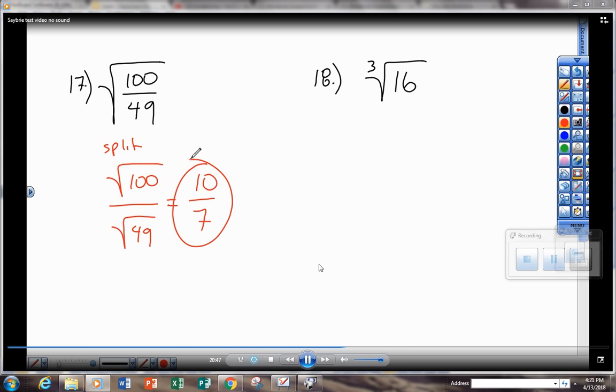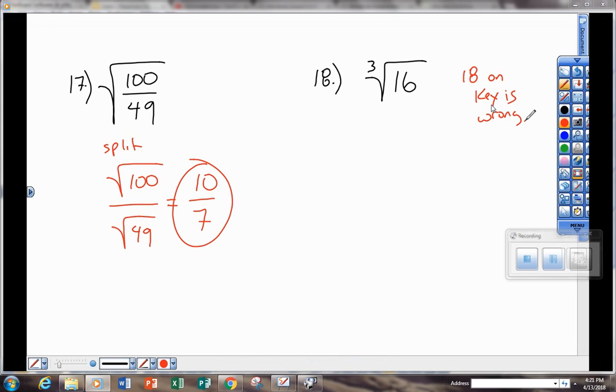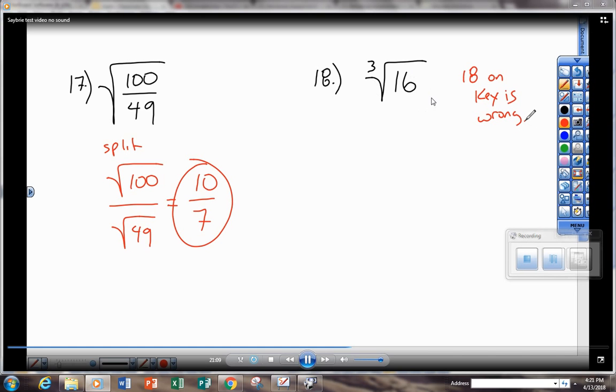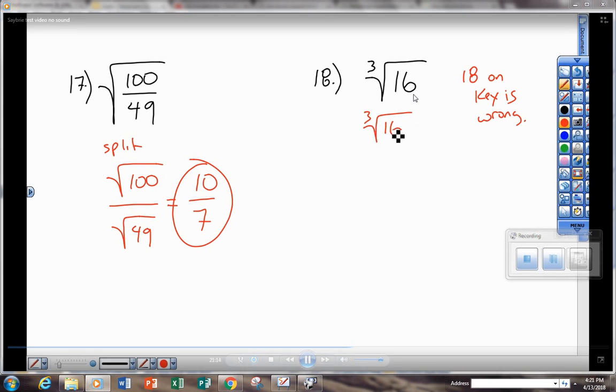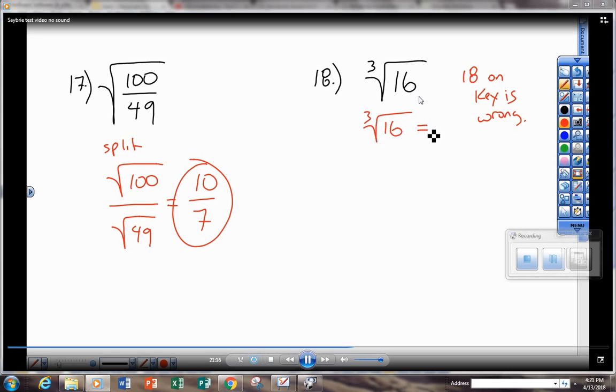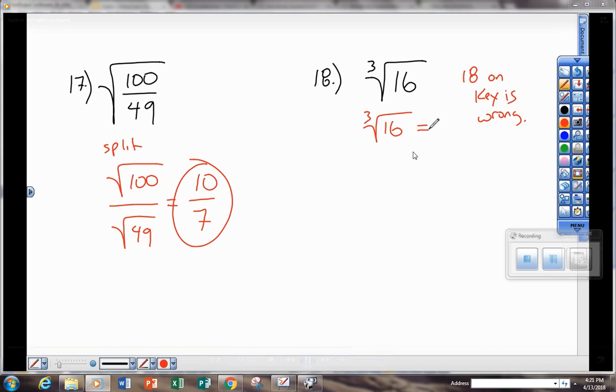Alright, this cubic root is a little bit more difficult. There's no number times itself 3 times that gives you 18, but there is a number in 16 that has a cubic root. The answer on the key has x's in it. I'm not sure why the key has x's in the answer because the problem itself has no x's, so you might want to talk to him on Monday maybe. But the cubic root of 16 is what number times itself 3 times. So you're going to have to do a little trick on that one.